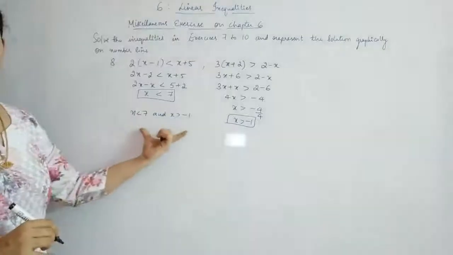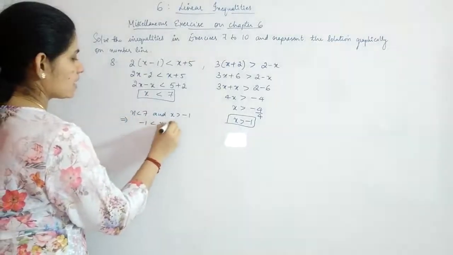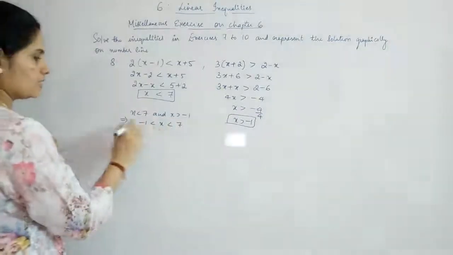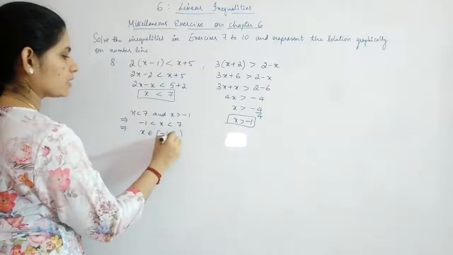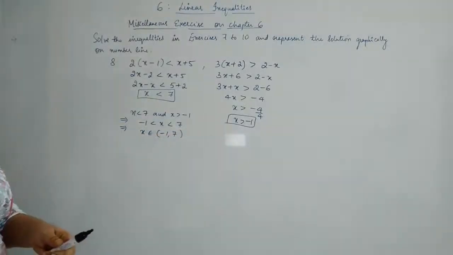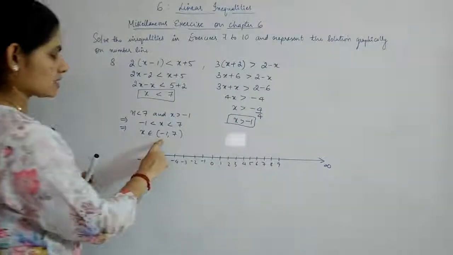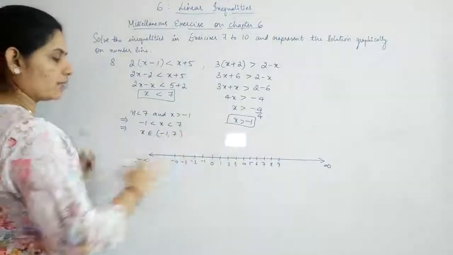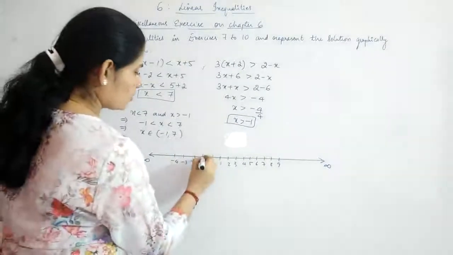Now combining these two inequalities, you can write them as minus 1 is less than x less than 7. That is, this has the same meaning as x belongs to the open interval minus 1 comma 7. Now in order to show this on the number line, I have drawn this number line. Now we are showing this solution on the number line, minus 1 comma 7. The meaning of minus 1 comma 7 is open interval.